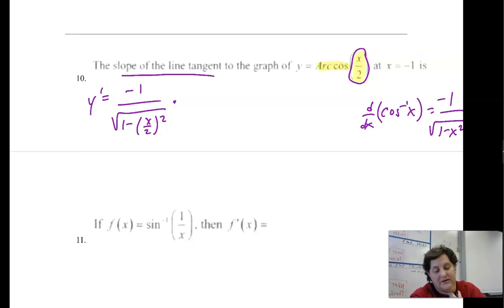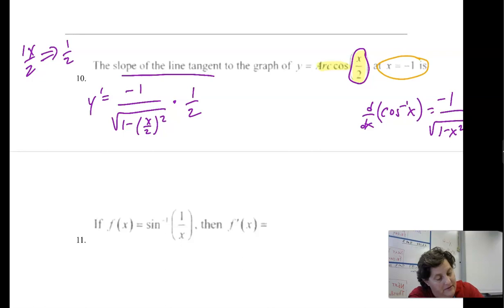Now, we've talked about this before, you guys, but the derivative of x over 2, think of it as 1/2 x. The derivative is just 1/2. Okay, and I'm evaluating this at negative 1. So that's negative 1 over the square root of 1 minus (negative 1/2) squared, times 1/2. Let's figure this out. Negative squared is positive. 1/2 squared is 1/4. 1 minus 1/4 is 3/4.